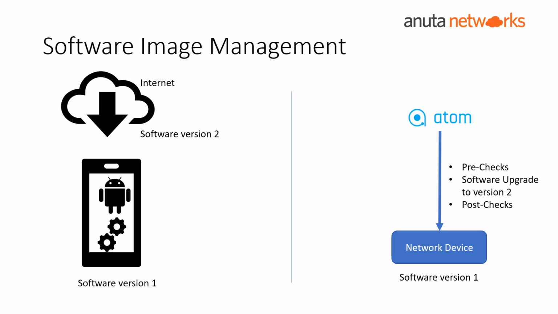Similarly, Atom can do pre-checks on the network device. For example, make sure that there is enough space on the device for the software to be downloaded. Once the image is downloaded to the device from a software image repository, Atom can help in the upgrade process. And finally, once the device comes up after the reboot process, Atom can run post-checks to make sure that the upgrade was successful. There are more features which Atom supports. Let's take a look at that in the next video.